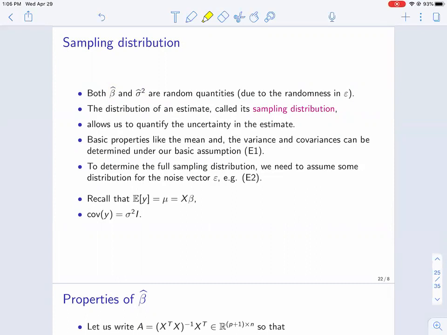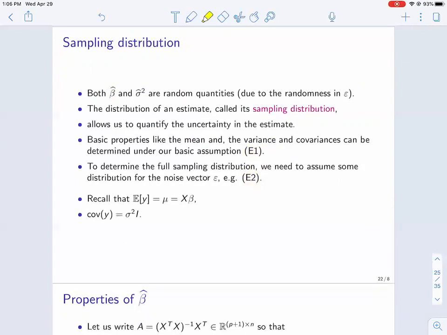So we had two sets of assumptions, E1 and E2. E1 was assuming things about means and variances of the noise and the covariances of the noise. Under this one, we can actually compute the means and covariances of these estimates. If you want the full sampling distribution, however, we need to assume something about the distribution of epsilon. So we're going to use E2, which assumes the Gaussian distribution for epsilon.